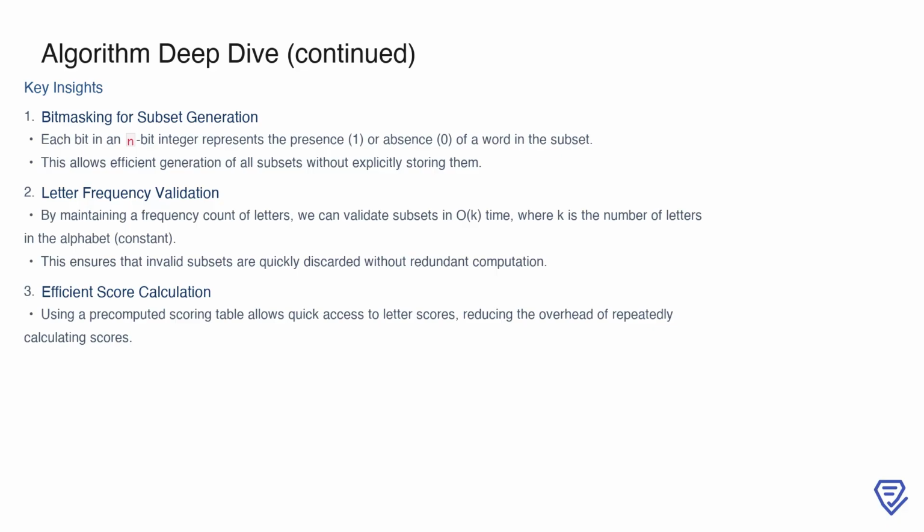One of the key insights in this algorithm is the use of bit masking to generate subsets. By representing each subset as an n-bit integer, where each bit indicates the presence or absence of a word, we can efficiently iterate through all possible combinations without needing to explicitly store them. Another important insight is the validation of subsets using letter frequencies. By maintaining a count of the letters used in each subset, we can quickly determine its validity in constant time relative to the size of the alphabet. Finally, the scoring table enables efficient calculation of subset scores. Since the score for each letter is pre-computed, we avoid redundant calculations and can sum letter scores quickly.